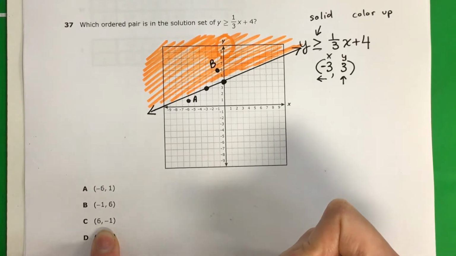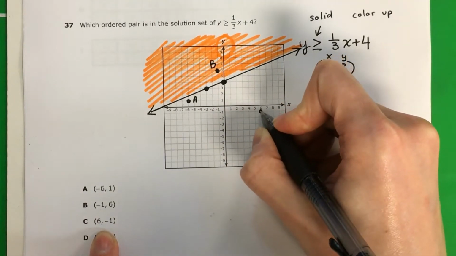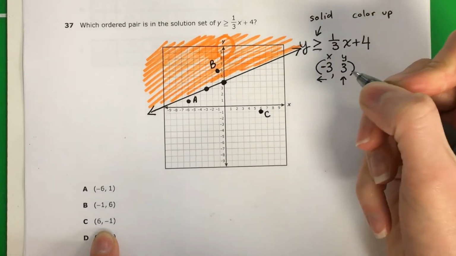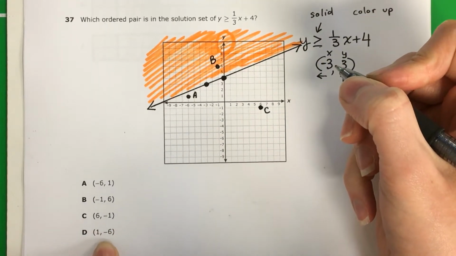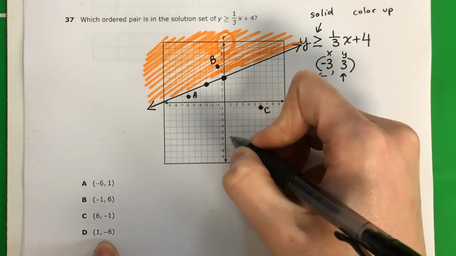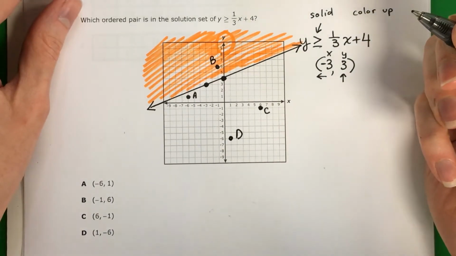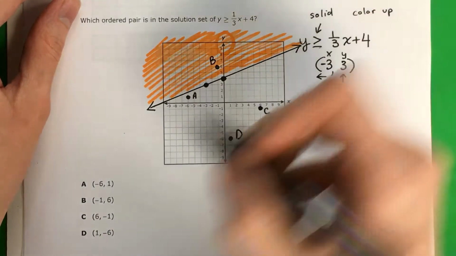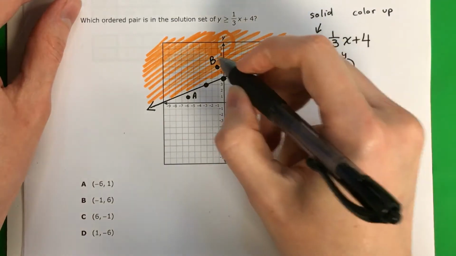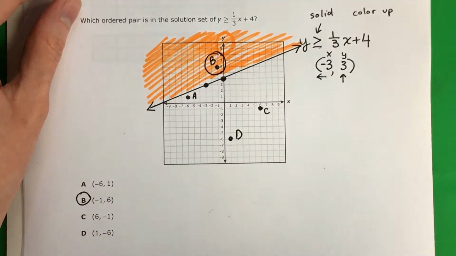C is 6, negative 1, so 6 to the right and 1 down. That one is C. And D is 1, negative 6, so 1 to the right and 6 down. That one is D. My answer is the point that is in the color. The point in the color is B. So B is my answer.